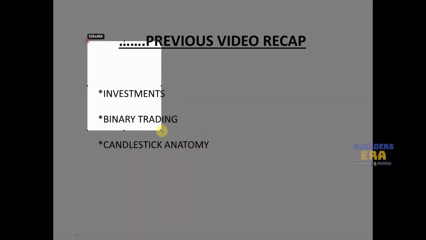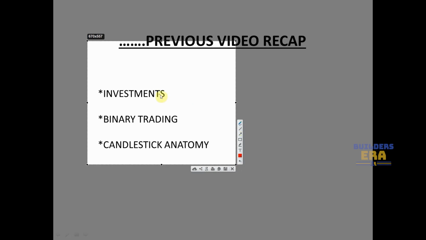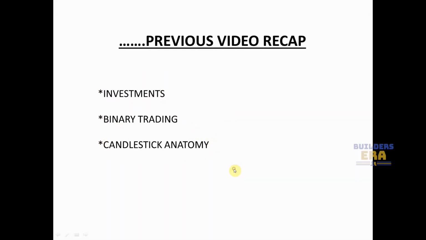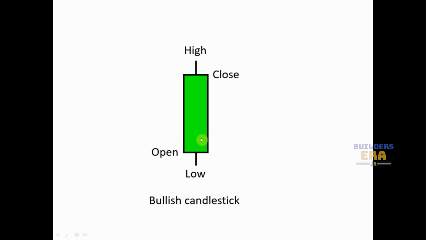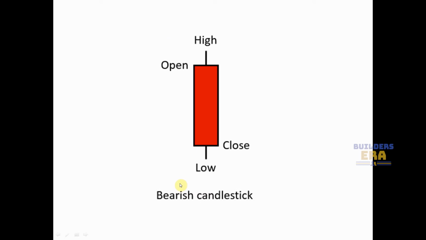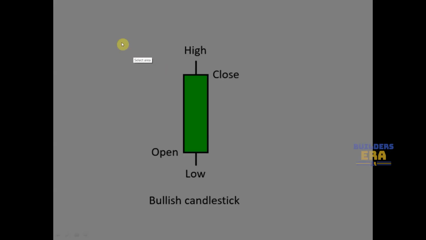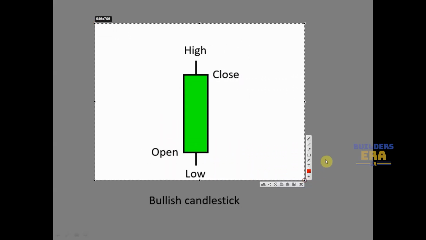In the last video, we learned about the difference between investment and binary trading, and we also learned about the basic anatomy of a candlestick. In this video, we are going to learn about what the formations of candlesticks are and the reasons behind the formation. In this video I will explain the facts through green candles. There are no differences between the formation concepts of green or red candles, so apply the same concept on red candles too.